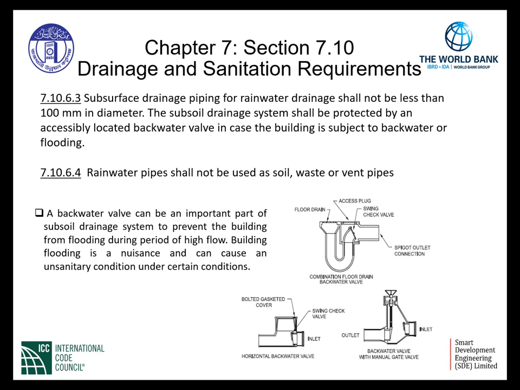A backwater valve can be an important part of a subsoil drainage system to prevent the building from flooding during a period of high flow. Building flooding is a nuisance and can cause unsanitary conditions under certain conditions. Off to the right-hand side, there are graphics of different types of backwater valves, as can be seen here. It is used as a protective measure to prevent any type of backflowing into that particular drainage system.